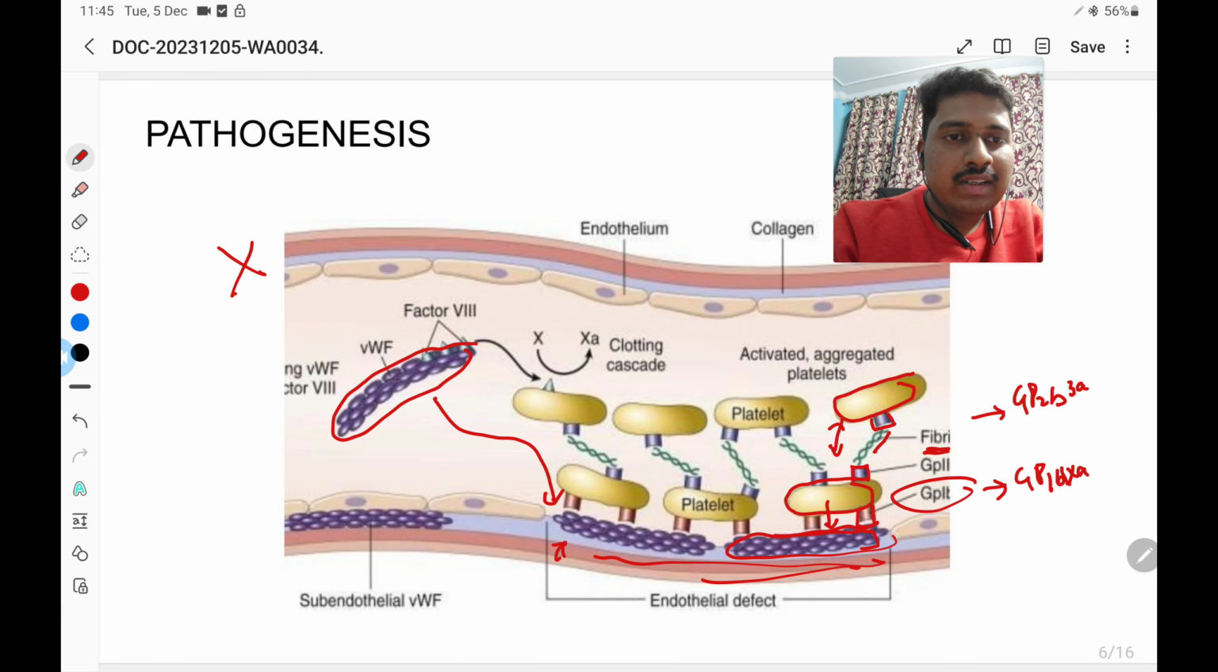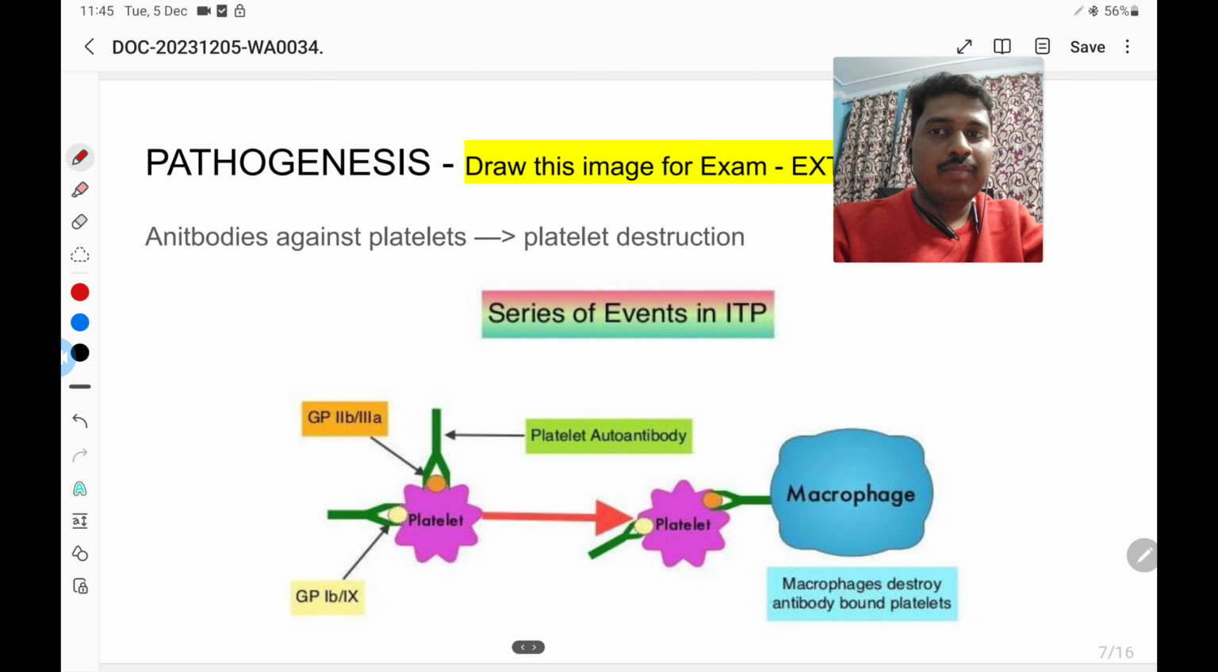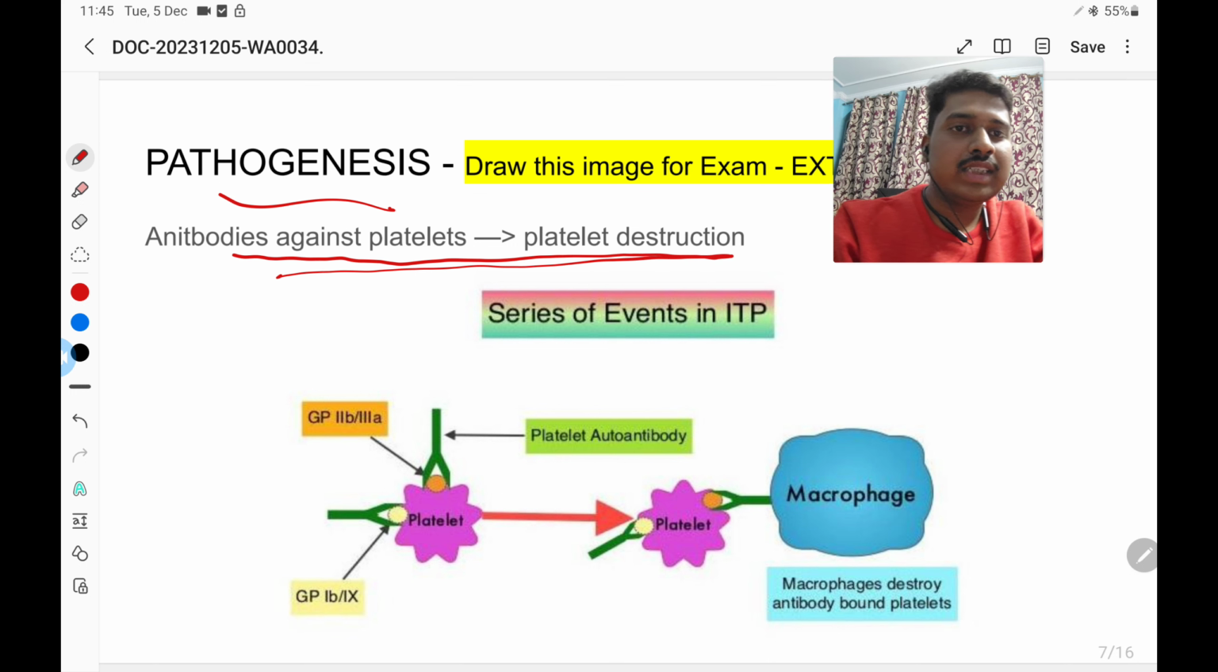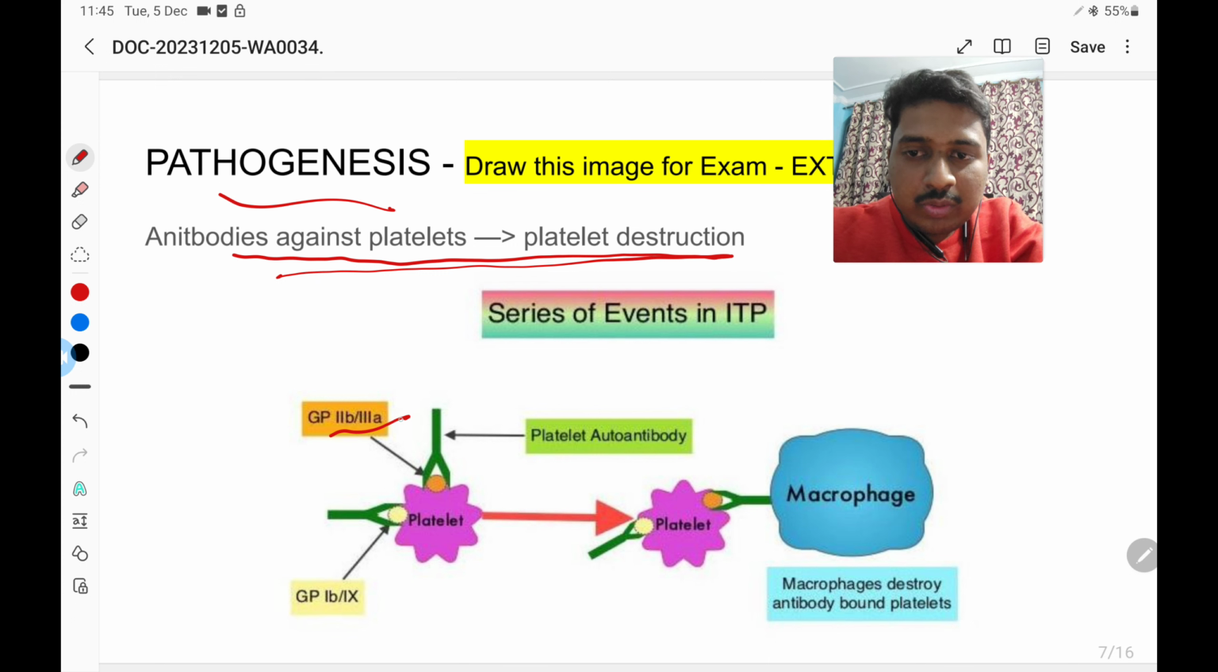Moving on to the next slide, this is what you have to write for the exam. You have to write the heading Pathogenesis, and then write this sentence: antibodies against platelets leading to platelet destruction is the pathogenesis behind ITP. Now I showed you that GP2B3A and GP1B9A, these receptors, are present on platelets.